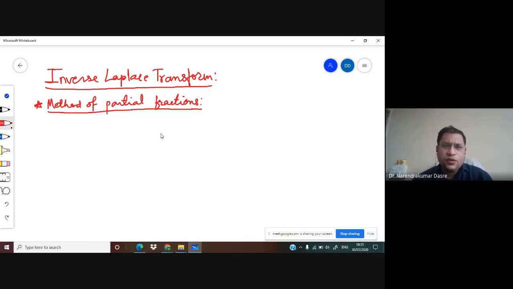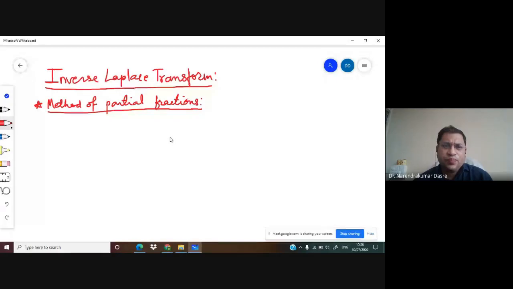So, we know the formula of inverse Laplace transform can treat only one factor at a time in the denominator. Either it will be s plus or minus a, or it will be s square plus or minus a square. Now, if we have more than one factor, then we have to split this into smaller fractions, and this method is called as method of partial fractions.